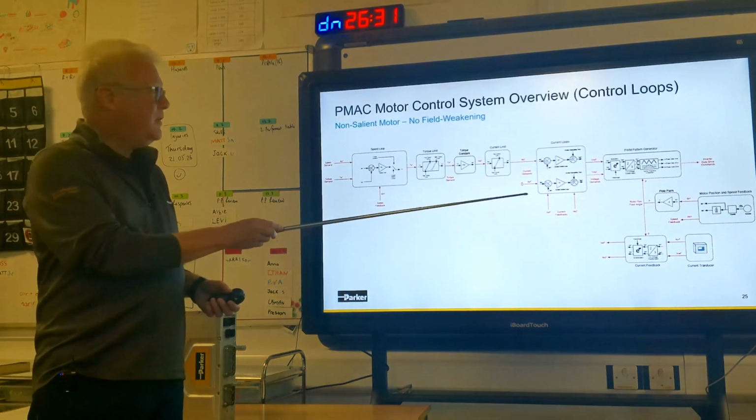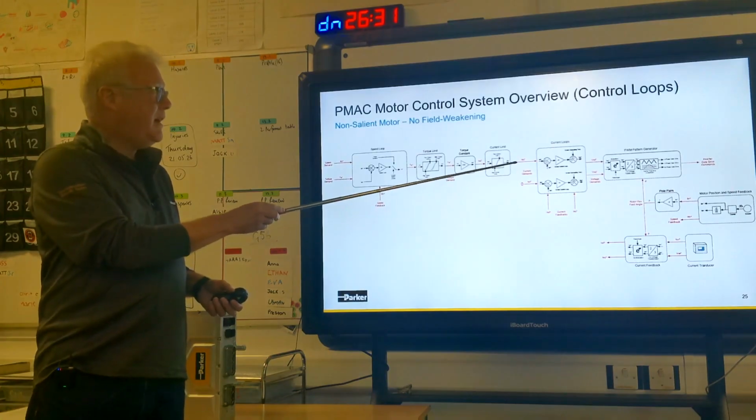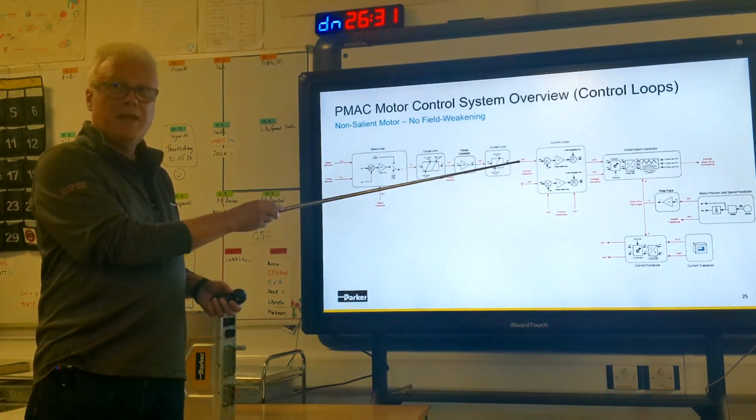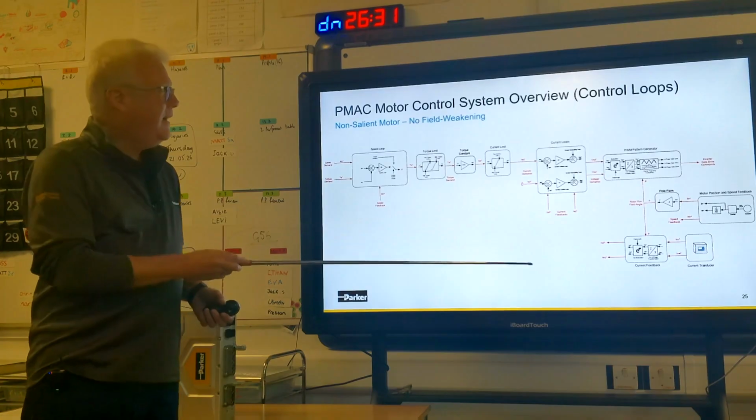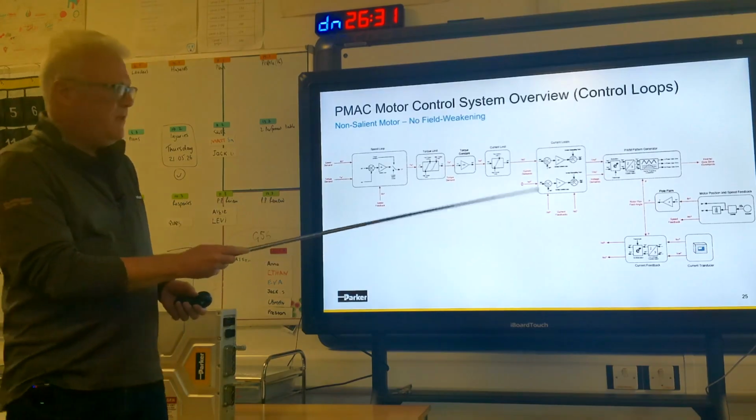And then we'll get to our current loops, and you'll see that I've got my Q-axis current demand going straight in, and I've got 0 for my D-axis current demand because I don't want any. So I'm going to move over to the other side now.